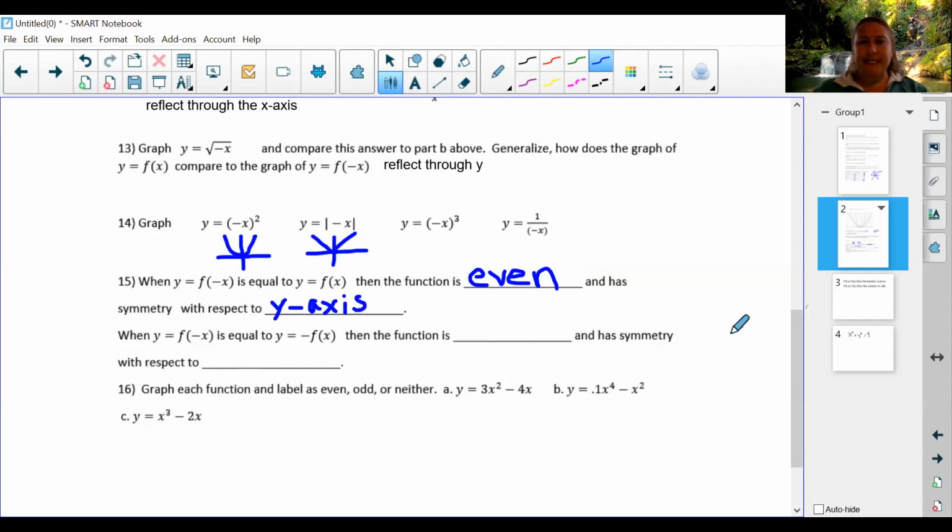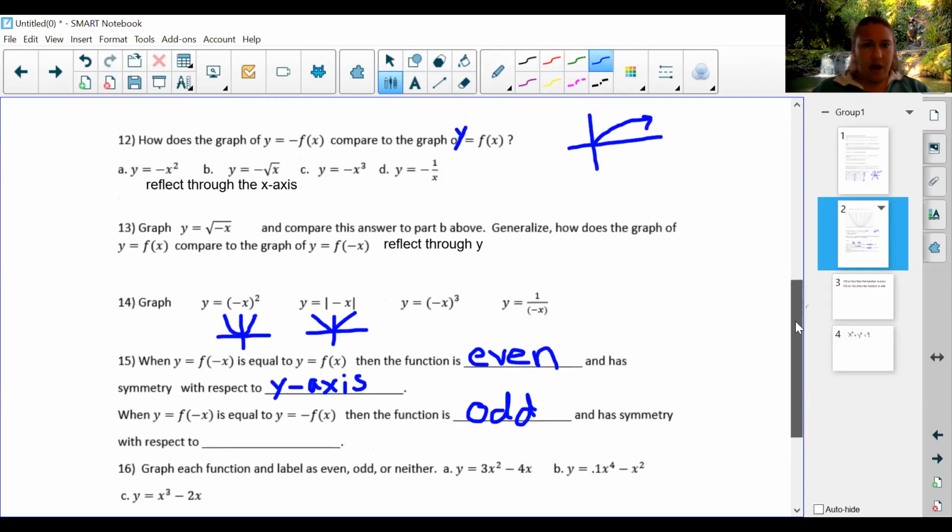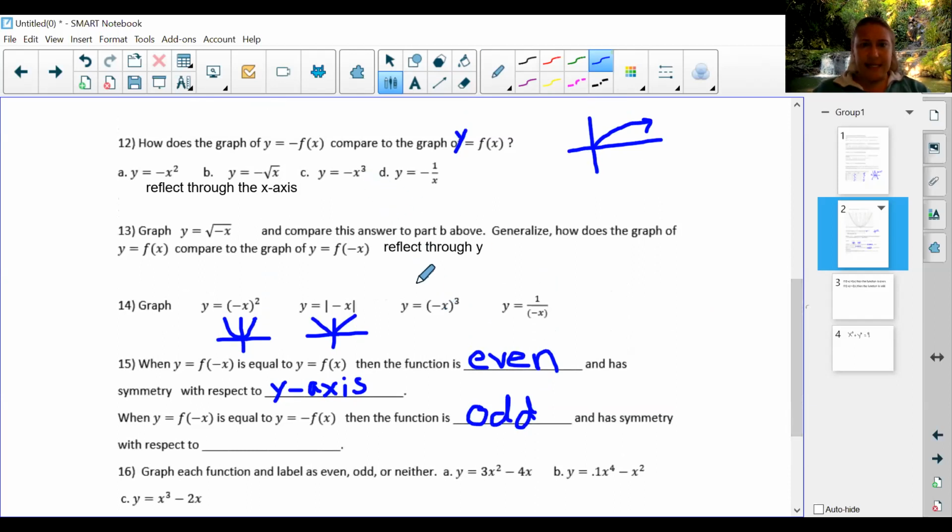It's probably tempting to think that an odd function must have symmetry with respect to the x-axis, but that's actually not true. With the function y equals x cubed, over here I said I reflected it through the x-axis, but then over here I'm saying, wait a minute, I reflected it through the y-axis and I got the exact same thing.